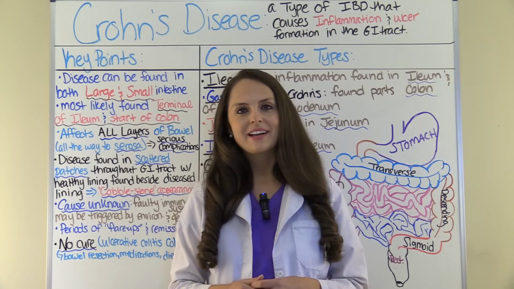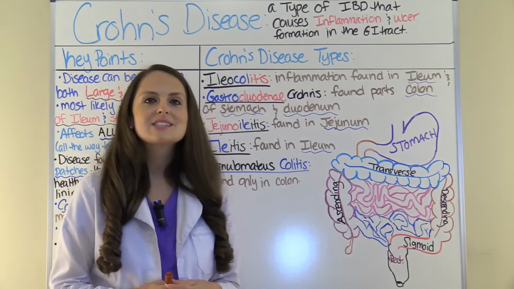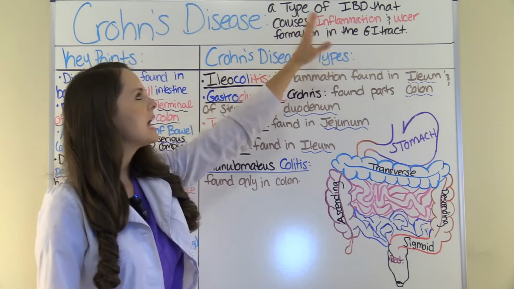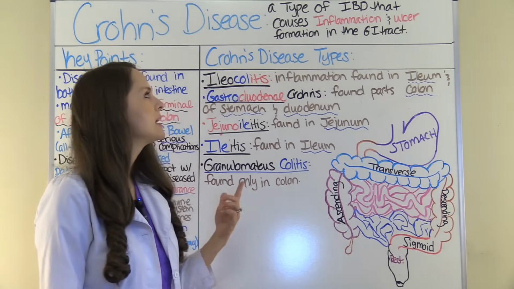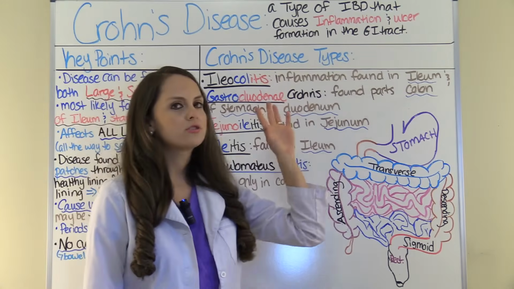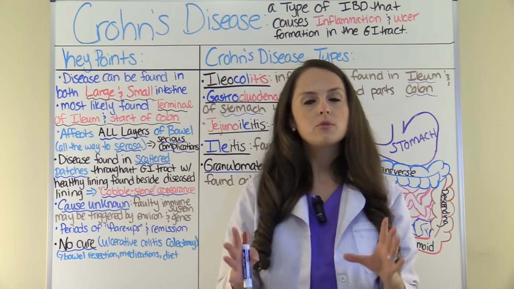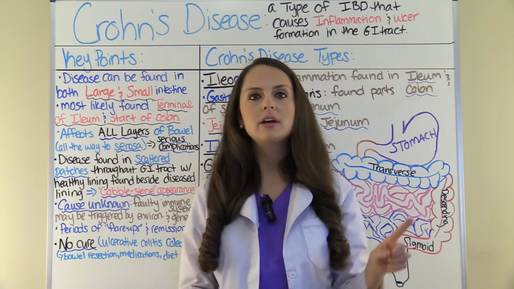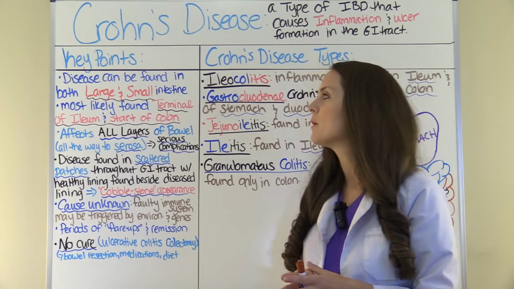So let's get started. First, let's start out talking about what is Crohn's disease. Crohn's disease is a type of inflammatory bowel disease that causes massive inflammation and ulcer formation in the GI tract. Now, another type of inflammatory bowel disease is ulcerative colitis, and we talked about that in the previous video. So be sure to check out that lecture when you're done with this one.